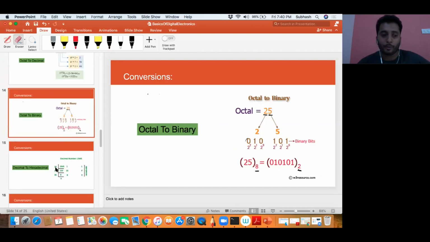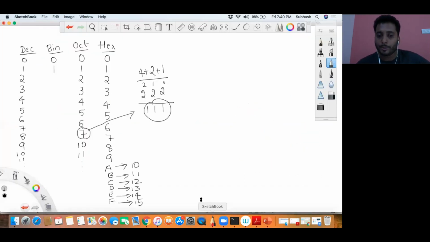Now, before moving on to the hexadecimal part, I just want to make one more thing clear. In hexadecimal, the numbers are represented from 0, 1, 2, 3, 4, 5, 6, 7, 8, 9, then followed by A, B, C, D, E, F. The biggest number that is represented in hexadecimal is 15, that is F. So to represent F in binary, how many bits do we need? We need a maximum of only 4 bits.